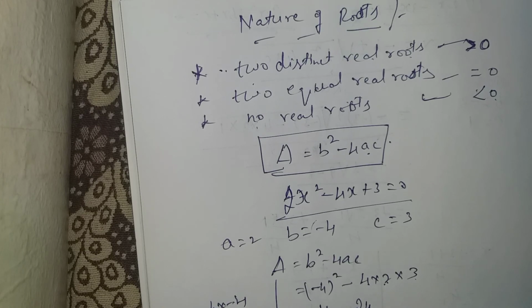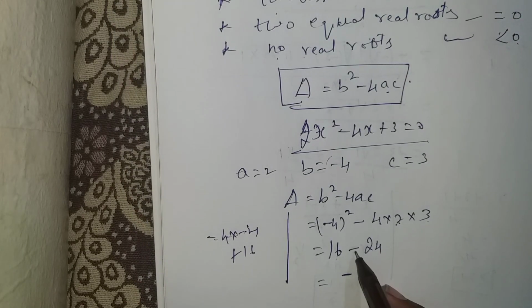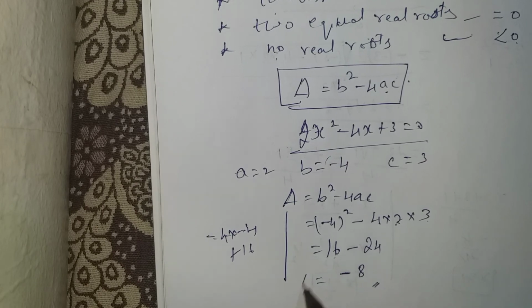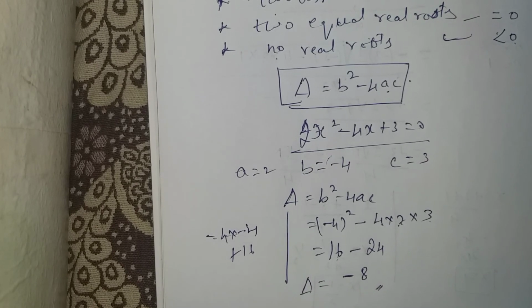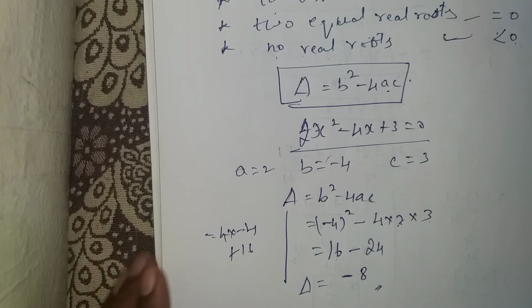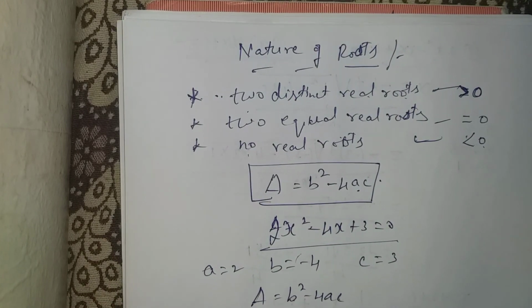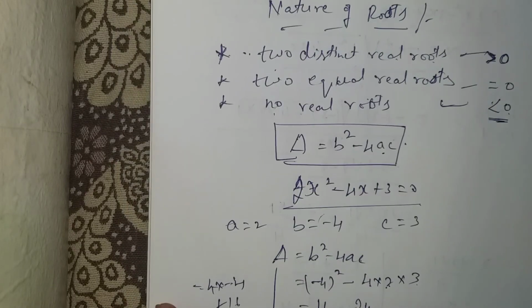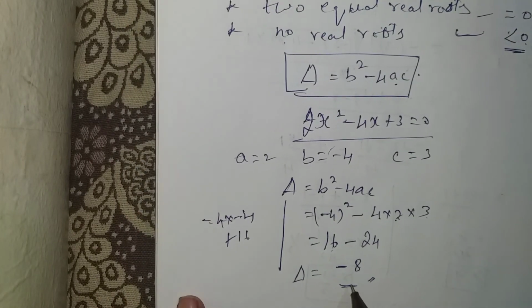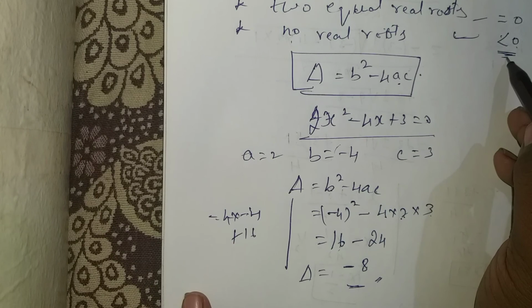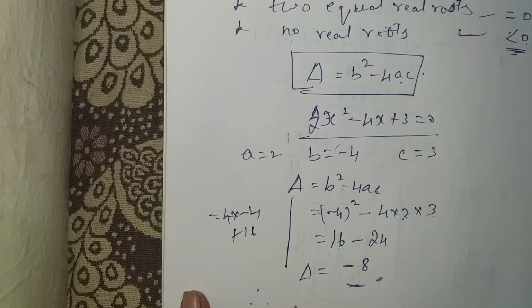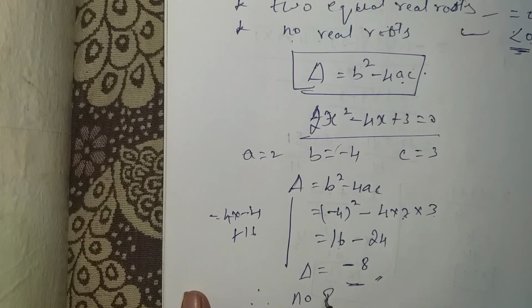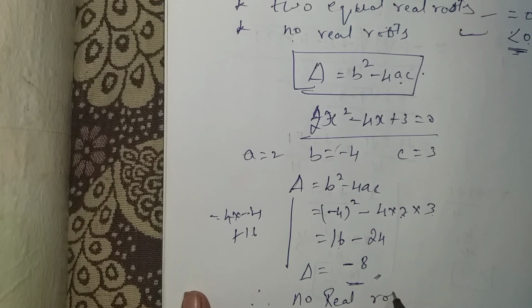So the answer is minus 8. See, 16 minus 24 is 8, the bigger number is 24, so the bigger number's sign is negative, so I took minus 8. So delta, what did you get? Minus 8. What does minus 8 mean? Is it less than 0, equal to 0 or greater than 0? Yes, it is less than 0. So minus 8 is less than 0. Then you need to write no real roots.